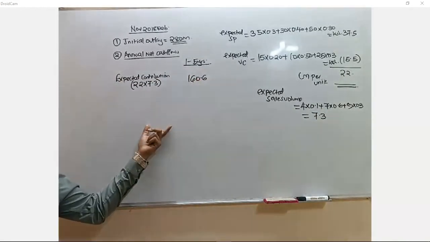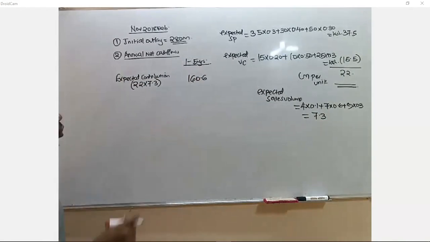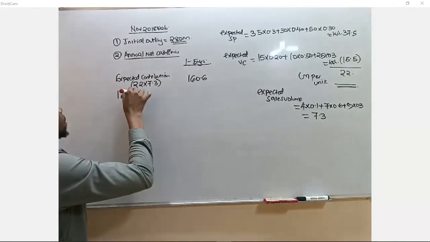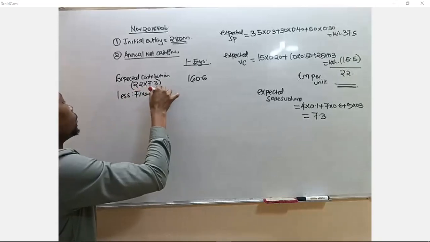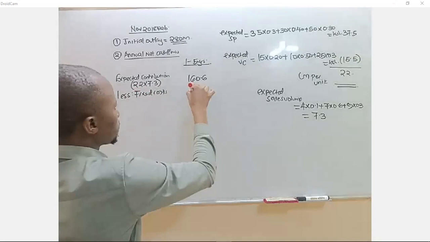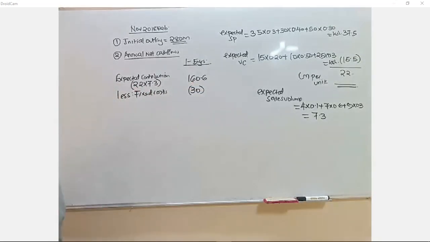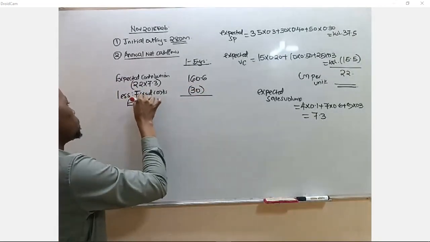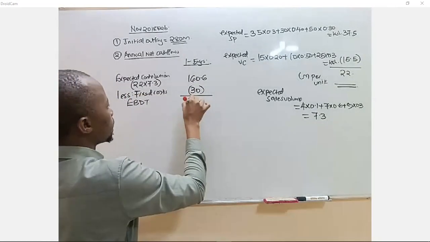160.6. Next, we have to look at deducting the fixed cost. Remember, we started the question from the expected contribution, less fixed costs. Fixed cost is provided in the additional information, and we are told the firm expects to incur fixed operating costs excluding depreciation of 30 million. So here I subtract 30. I exclude that one. And what am I supposed to be getting here? I'm going to be getting only before depreciation and tax of 130.6.